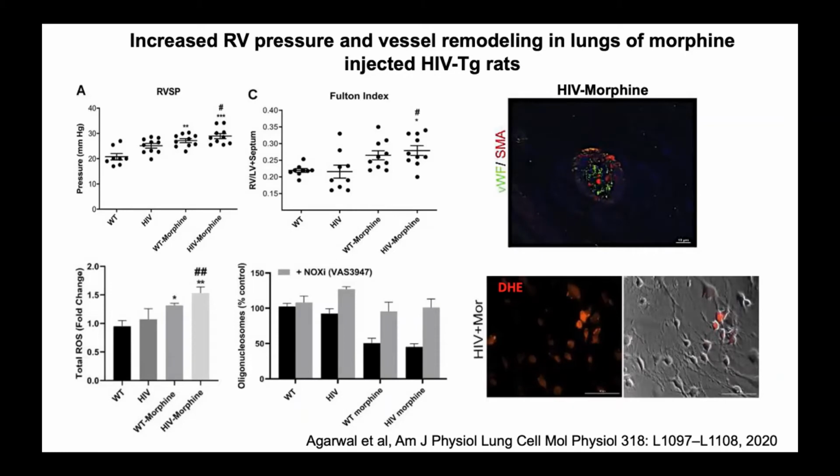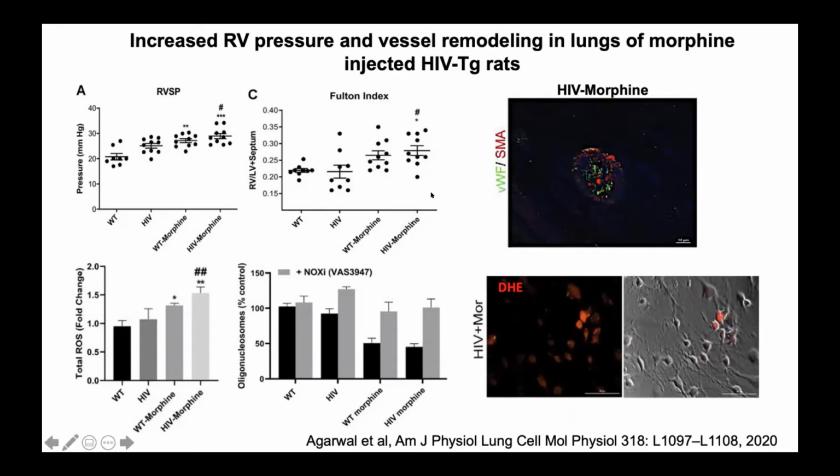I would like to also show you this data where we saw that HIV transgenic rats that were injected with morphine for almost 21 days have increased right ventricle systolic pressure as determined by catheterization surgeries. And you can see here that morphine independently also significantly increases the right ventricle systolic pressure, but when combined with HIV, the effects are synergistic and systolic pressures are much higher.